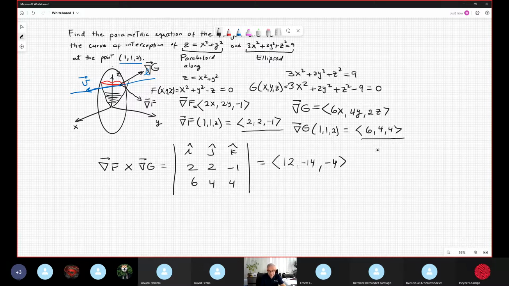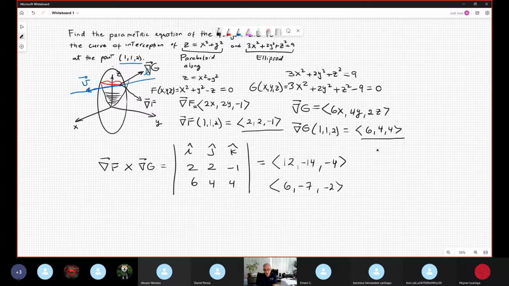Okay, it's perfect. And I can see, wow, this number is an even number. We can divide by 2 if you want. Remember, I need the direction vector. The magnitude is not important. So you have another parallel vector, which is 6, negative 7, negative 2. You divide this vector by 2.